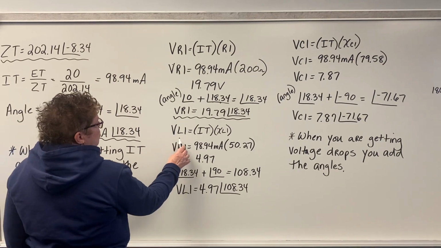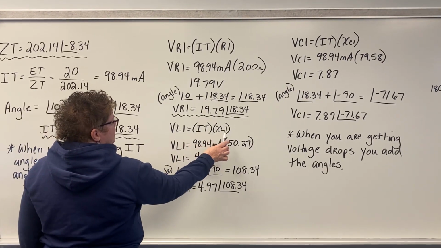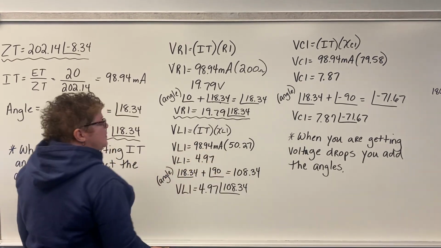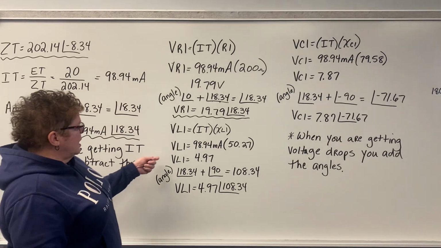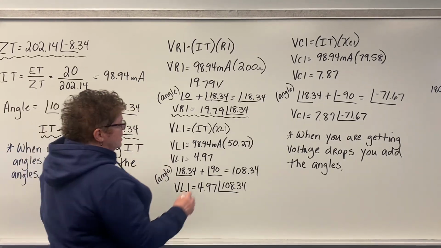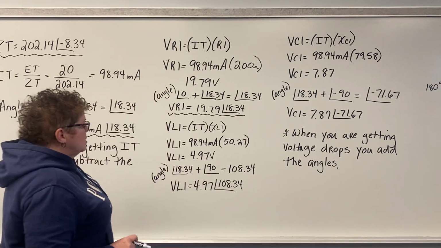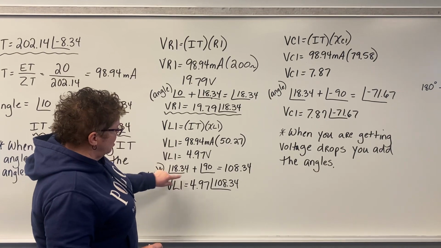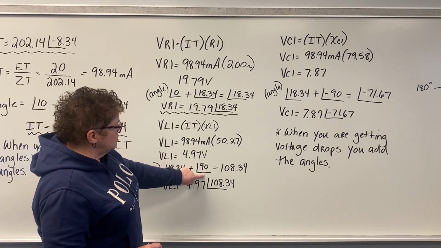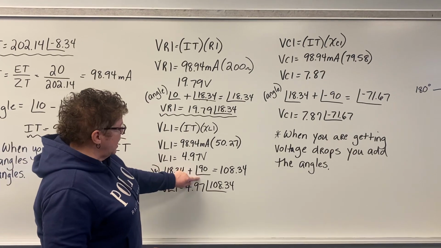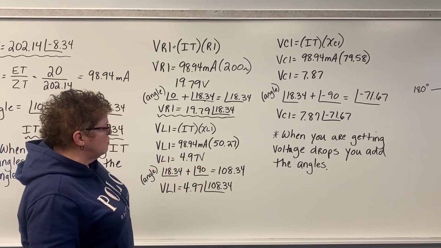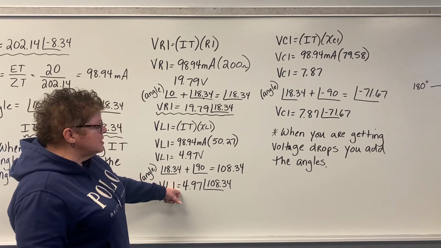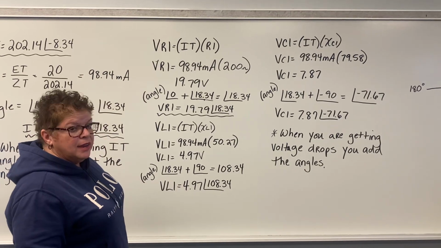To get VL1, it's I total times X of L1. So it's 98.94 milliamps times 50.27. We get a magnitude voltage of 4.97 volts. To get the angle, remember this had 18.34, plus it was L1, so we had an angle of 90. When we add these two together, we have an angle of 108.34. So VL1 is 4.97 volts at an angle of 108.34.